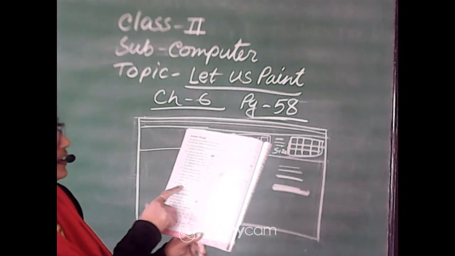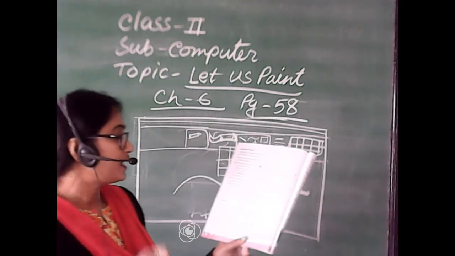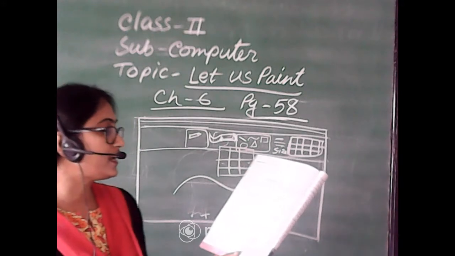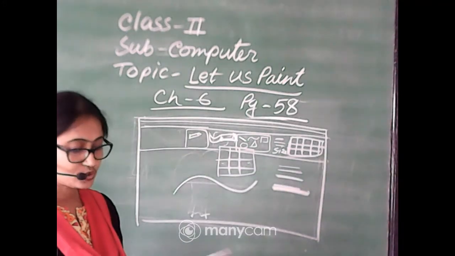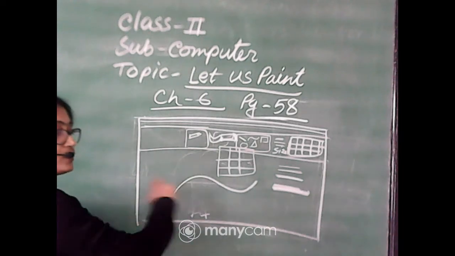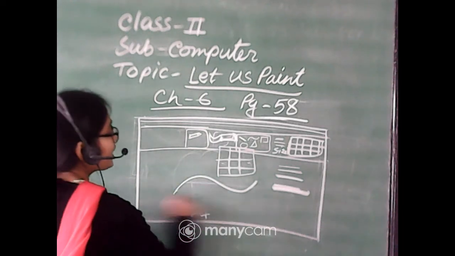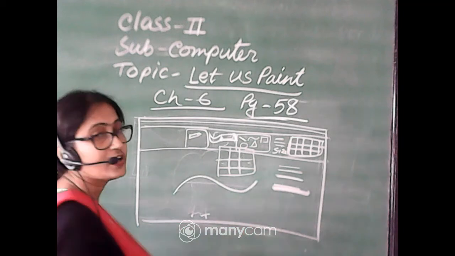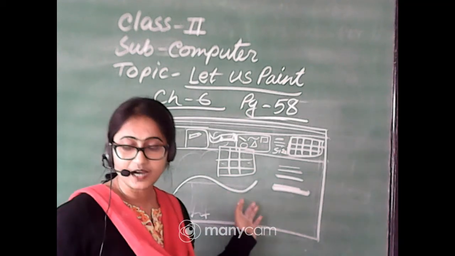Select the color. Now click inside the drawing area and drag the pointer to color. You just bring the mouse pointer where you want to color, then click and drag it, and you can color it.